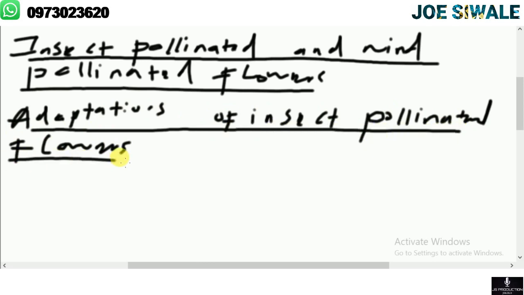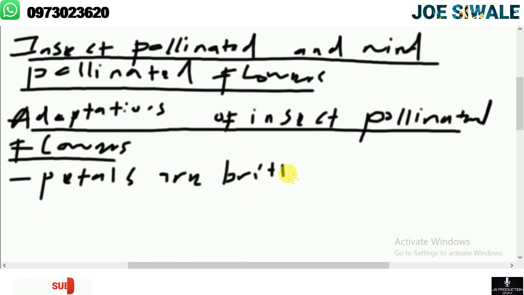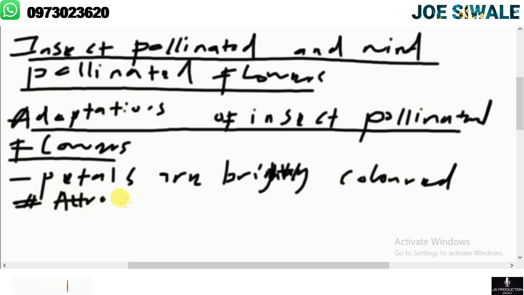So the first adaptation of insect-pollinated flowers is that the petals here are brightly colored, and the reason why the petals are brightly colored is to attract the insects. That's why the petals are brightly colored.